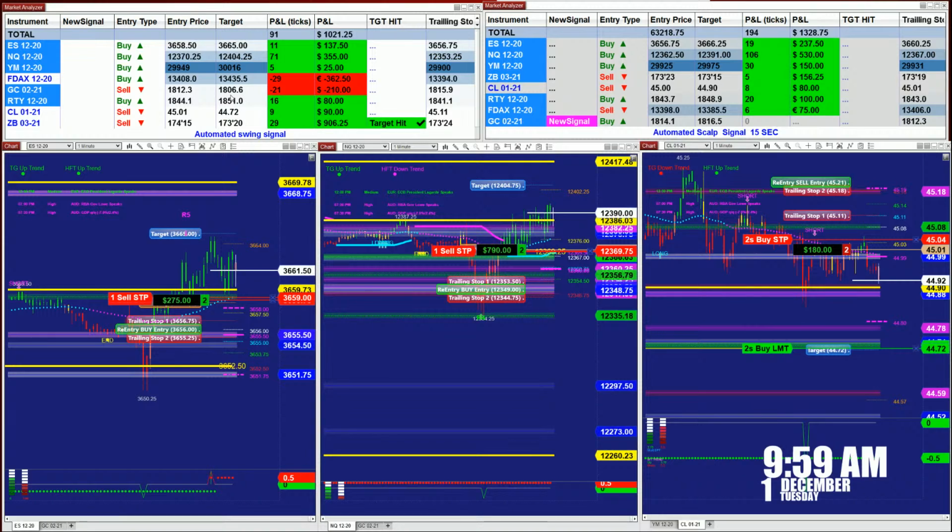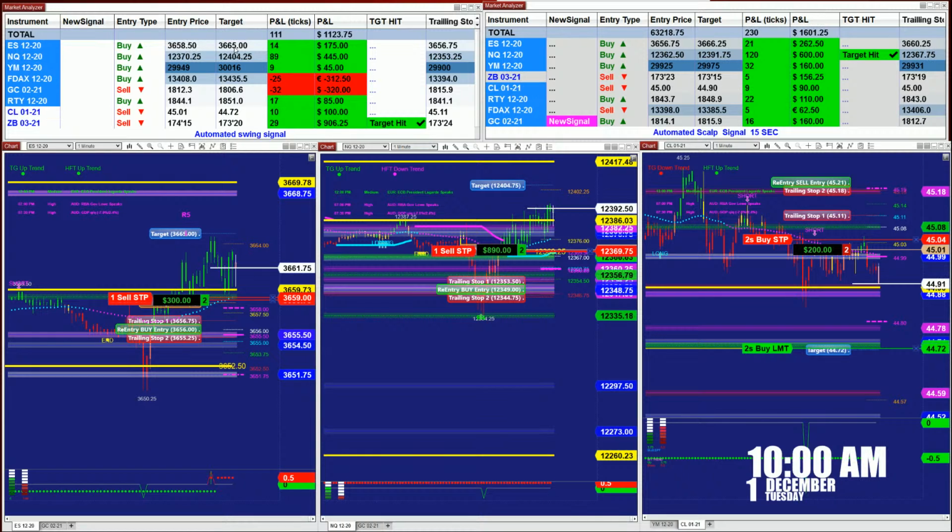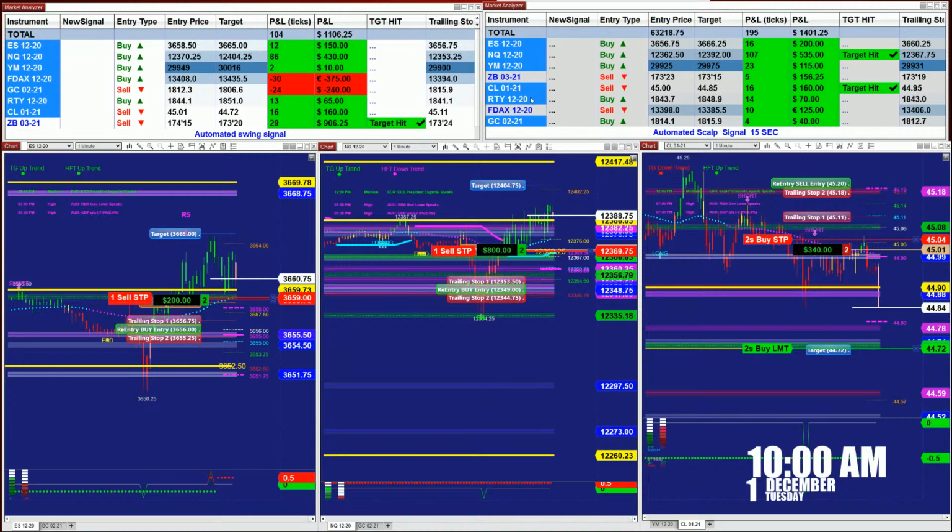For the ones that just joined us, we have an entry buy on the Autotrade, 3658.50, target 3665. And now we are 13 ticks into the profit. We have 79 ticks based on one contract on the NASDAQ.